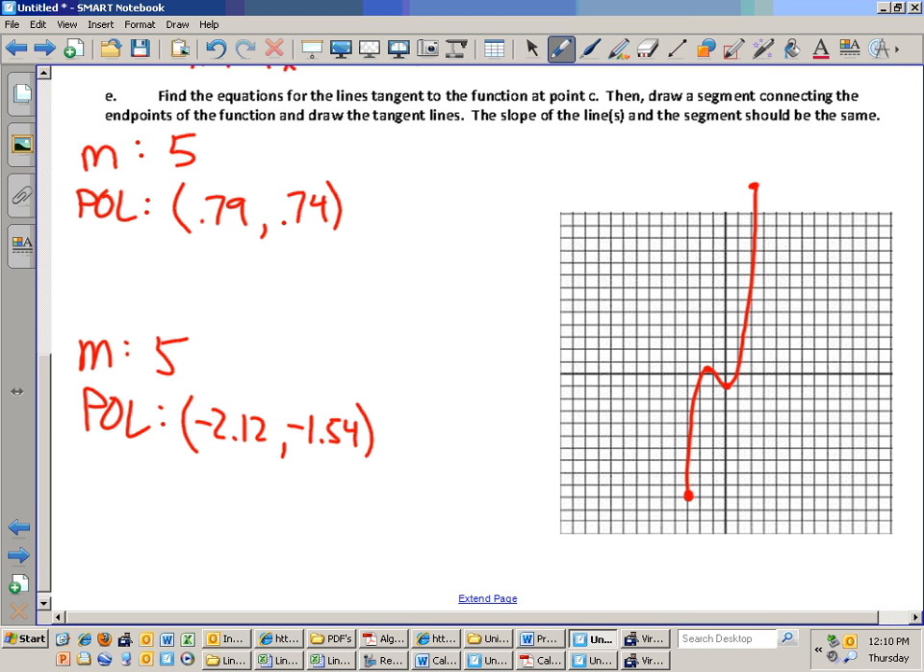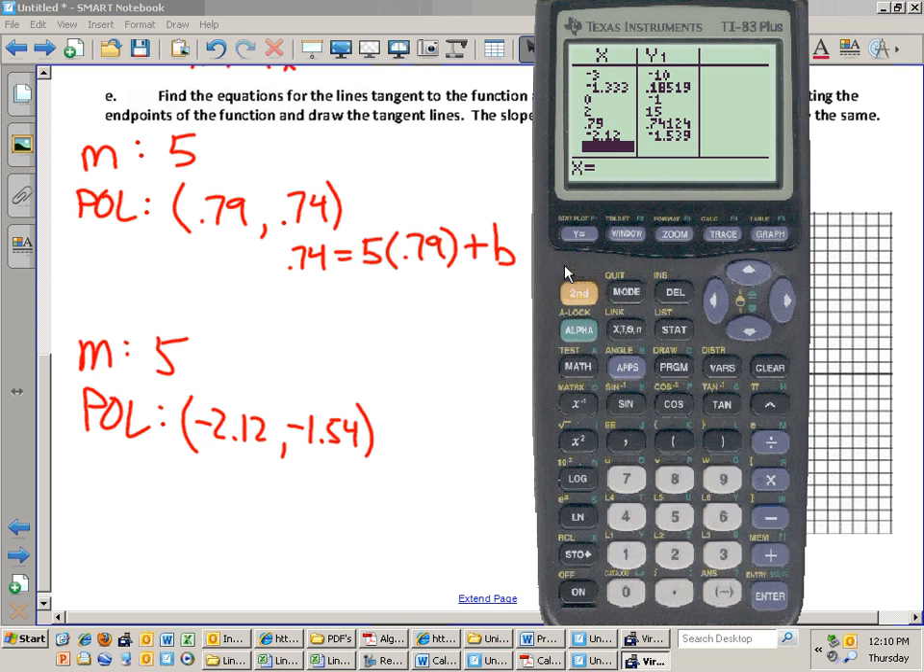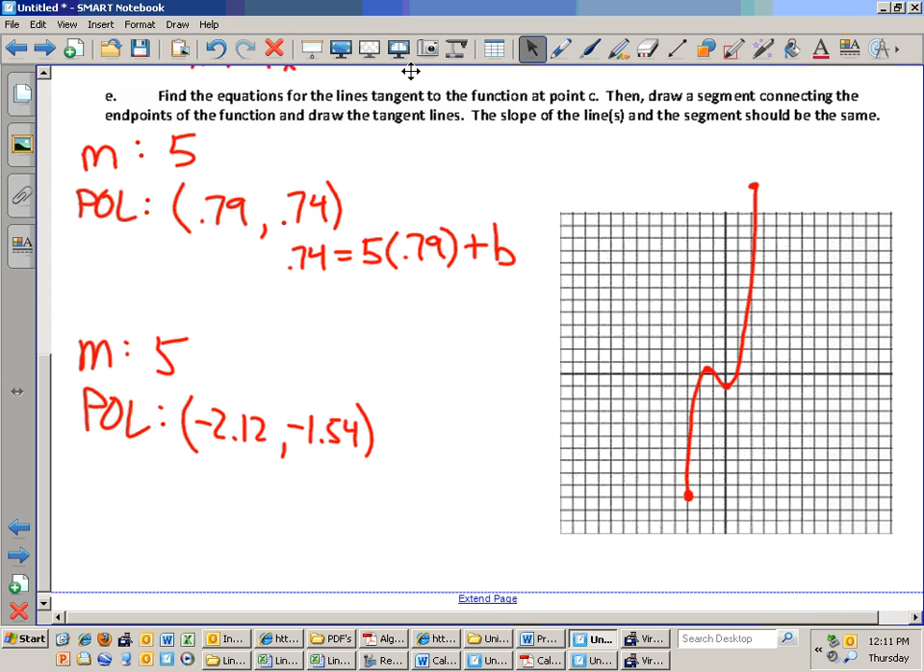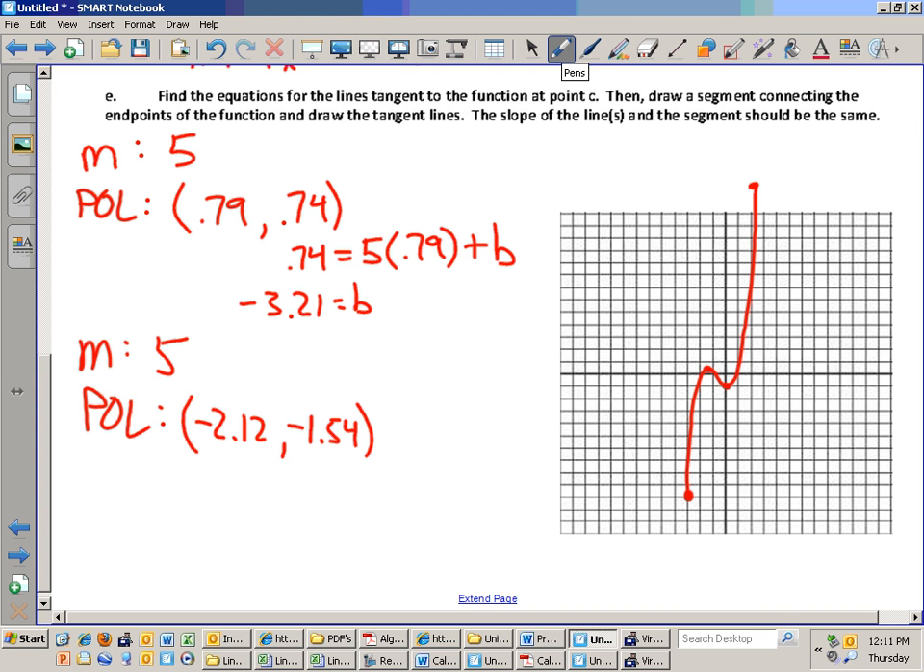Now I write my equations for my line. y equals mx plus b. y is 0.74 equals m, which is 5, times x, which is 0.79, plus b. I solve. 5 times 0.79, and then we would subtract that over. So I'll multiply it by -1 and add it to 0.74. I get b is -3.21. So y equals 5x minus 3.21. That is one equation for my tangent line.